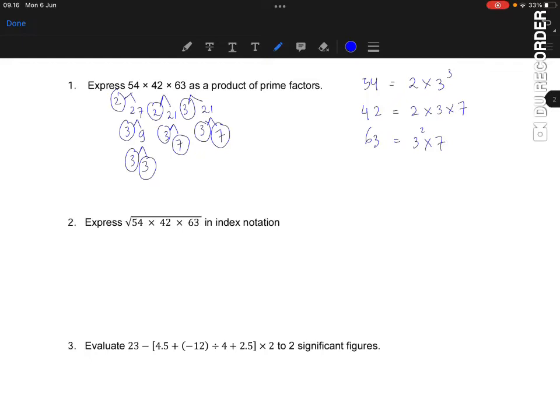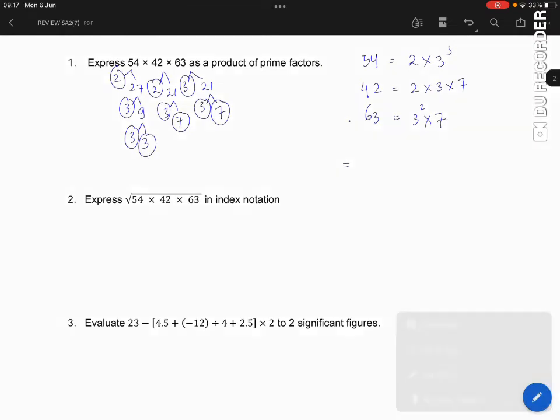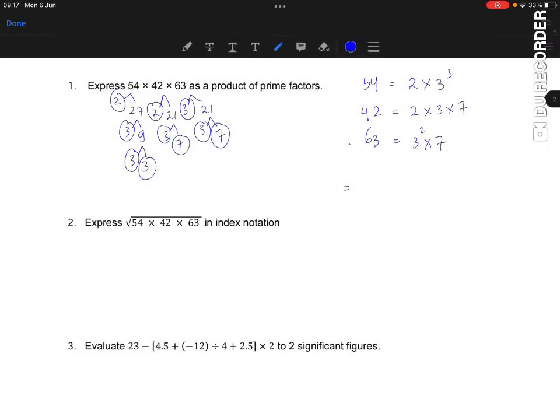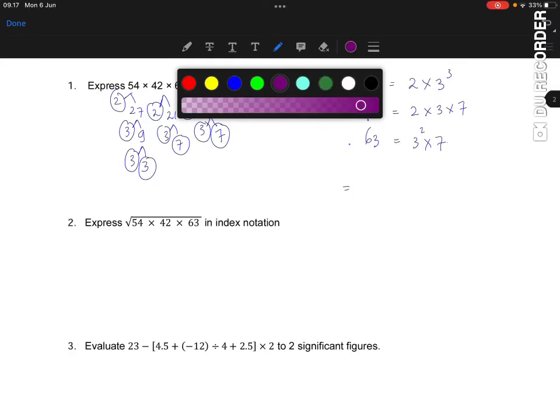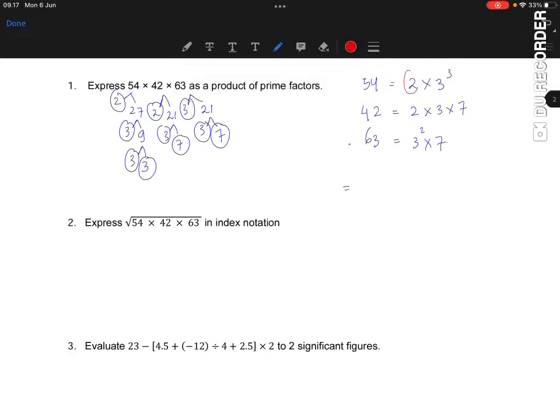Now, we need to express all of them in a product of prime factors. So it means you need to list down how many 2s you have in the index notations here. I'm going to use another color, red. How many 2s do you have here? It's 2 number of 2, right? So 2 square. Multiply it. You have 3 and 7, right?